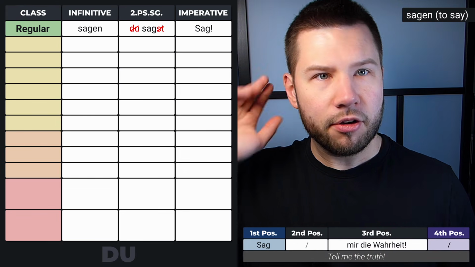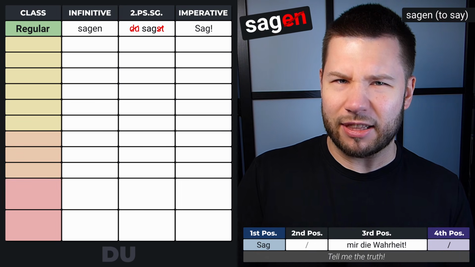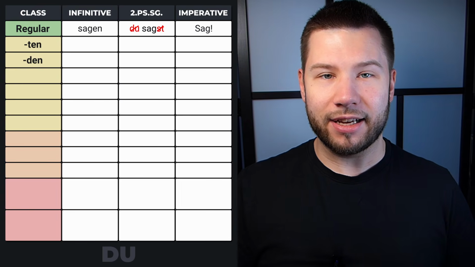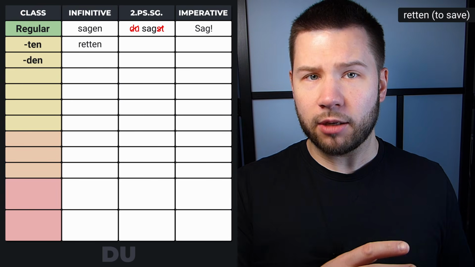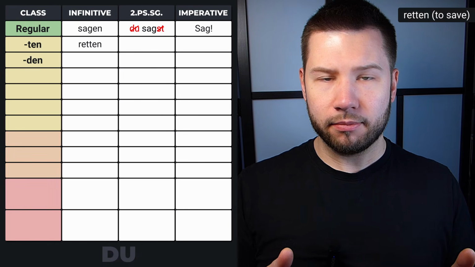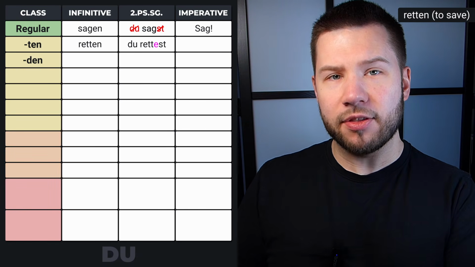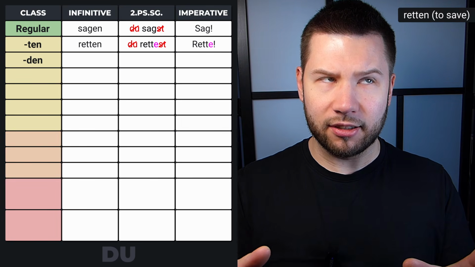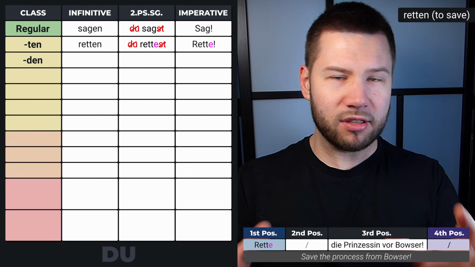Alright, I can already hear the objections. Why didn't I just cut off the en part of the infinitive? Isn't it the same? Well, let's cover the second group, the ten-den class then, and see how far that theory gets you. Again, put the verb into its second person singular form, retten, du rettest. Remember, in this group you need to keep the e in the stem, and then cut off st, omit du, and you get rette, not ret. Rette die Prinzessin vor Bowser, save the princess from Bowser.